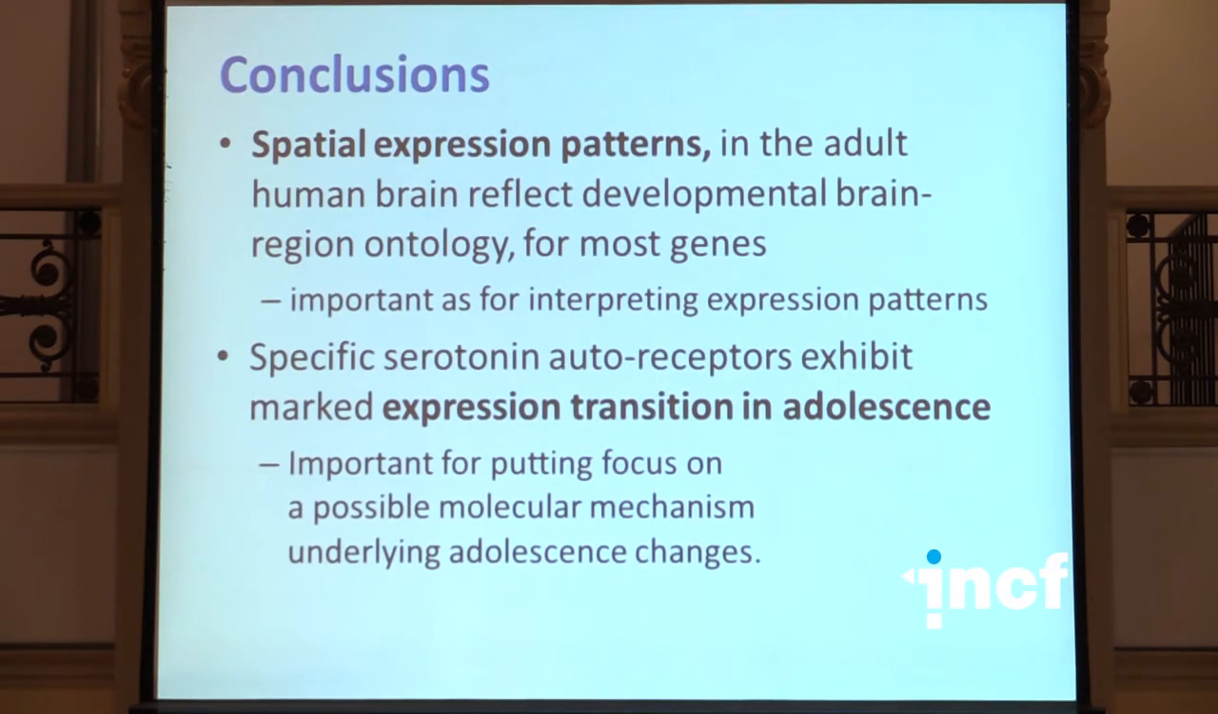So let me conclude. We found that spatial expression patterns in the adult human brain are actually tightly related to the brain region ontology corresponding to development. And this happens for the vast majority of genes, more than 90% of the genes. And I think this is important because it means that when you try to interpret a gene expression pattern in an adult brain, you have to take into account this baseline that is not just uniform across regions.